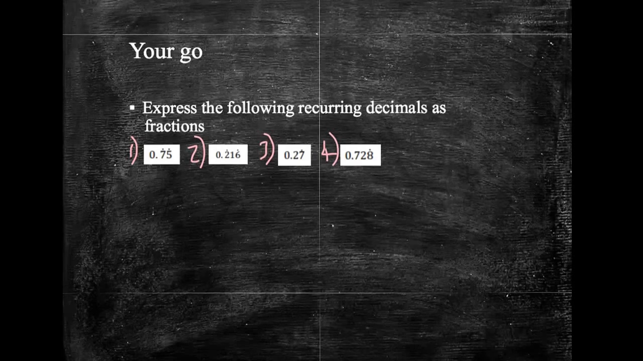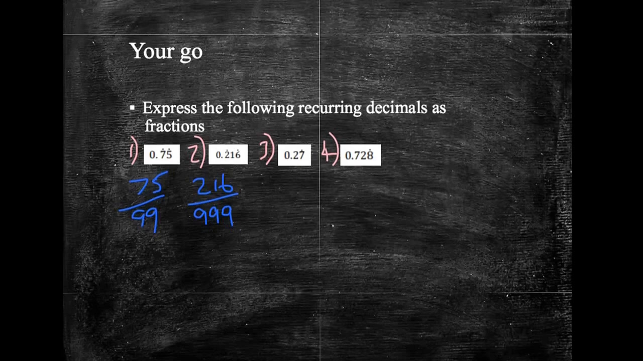Okay, so for question 1, you should have got 75 over 99. For question 2, you should have got 216 over 999. Now, question 3 and 4 were a little bit more tricky. I'm going to show you what to do for question 3.